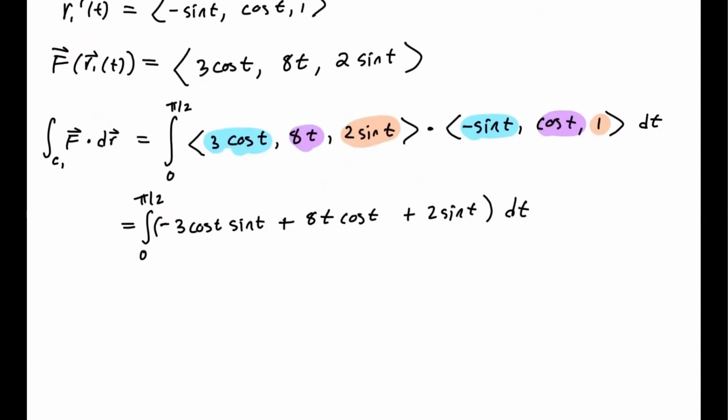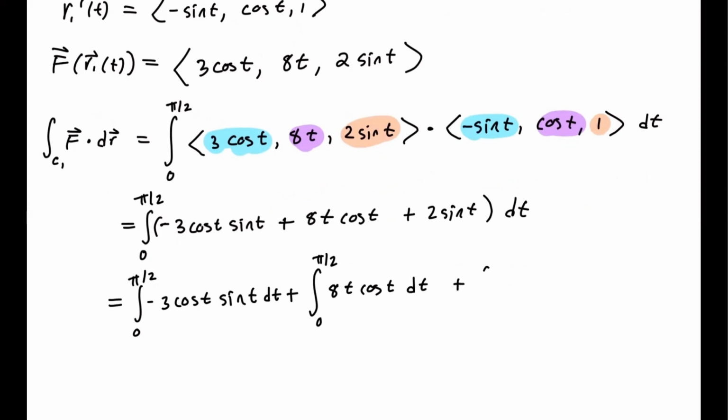And now we break it up into 3 separate integrals so that it's easier to work with. We have the integral from 0 to pi over 2 of -3 cosine t sine t dt, plus the integral from 0 to pi over 2 of 8t cosine of t dt, plus the integral from 0 to pi over 2 of 2 sine of t dt.